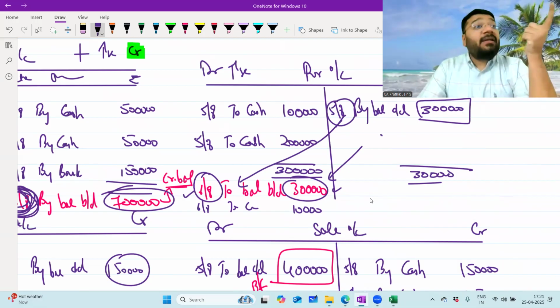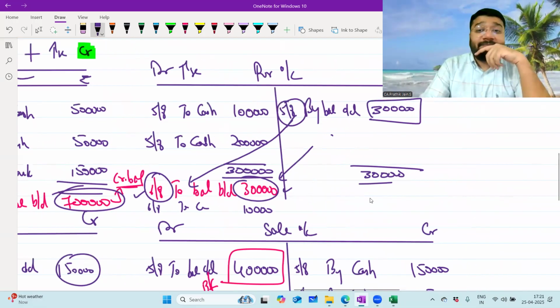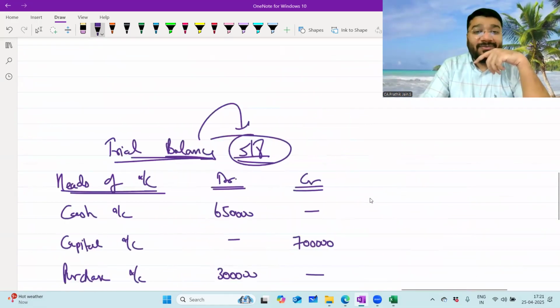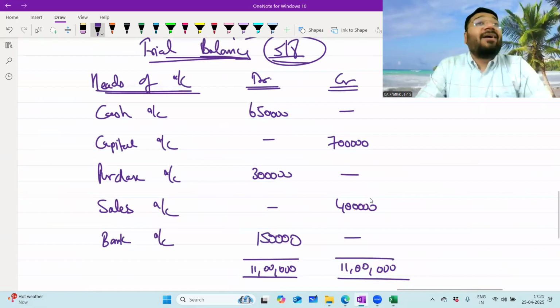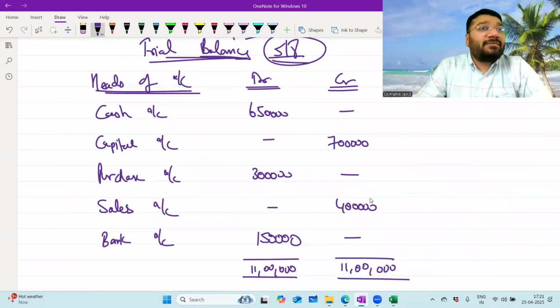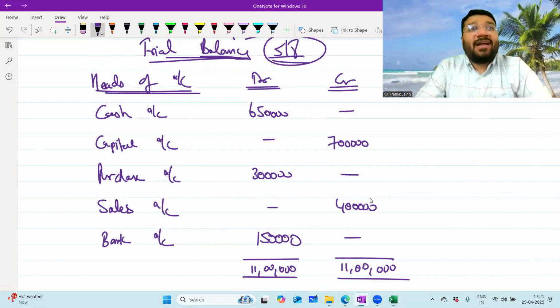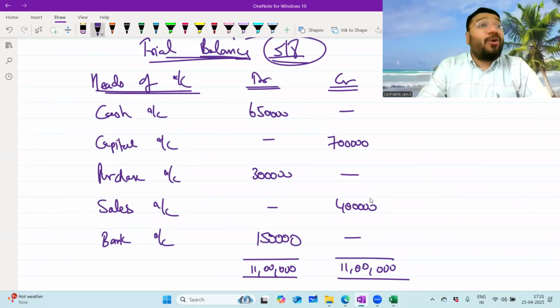If that is the case, then why are we preparing the trial balance? Presentation. Wow. We have no other work, no? What calculation do you want to check? Lovely. She's got the answer. So, to check whether you have followed the double entry system of accounting or not.